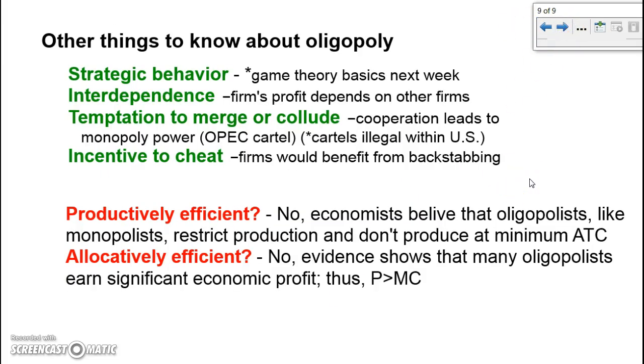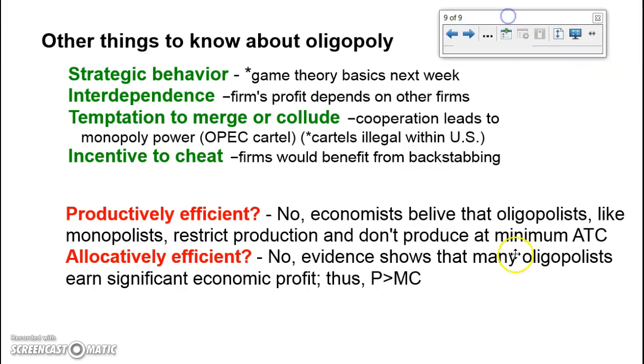So next week, when you come back from the break, you will learn more about oligopoly. In particular, we're going to learn about game theory and about how oligopolists are interdependent, meaning one firm's decisions and one firm's profits are going to depend on the decisions of other firms. We'll also learn about how oligopolists are tempted to merge to become one firm. They're also tempted to collude, which means they're tempted to do things like price fixing, which is illegal.